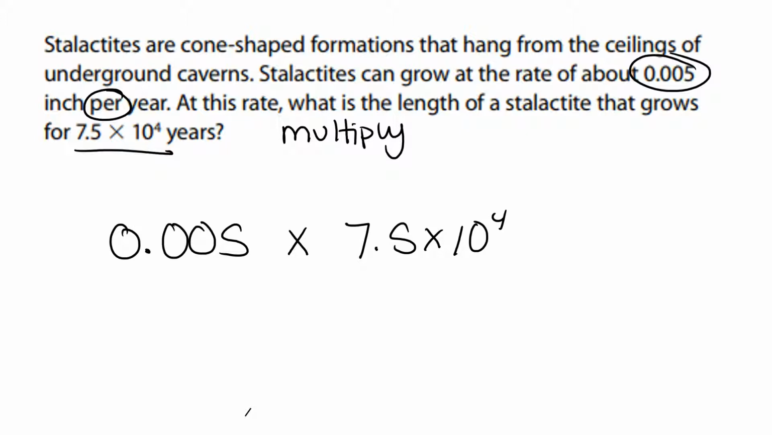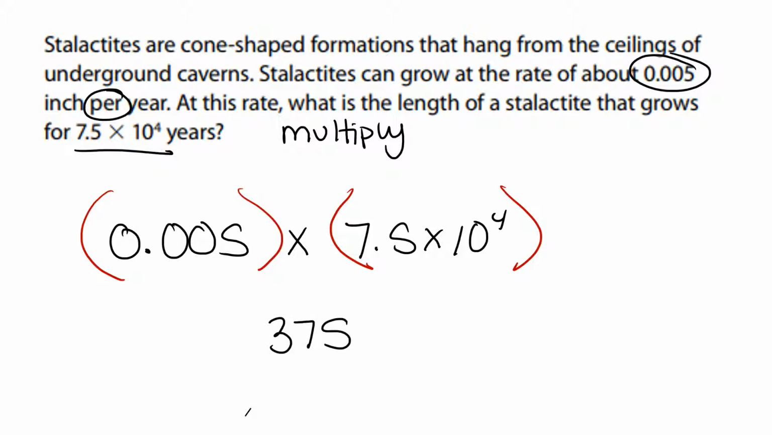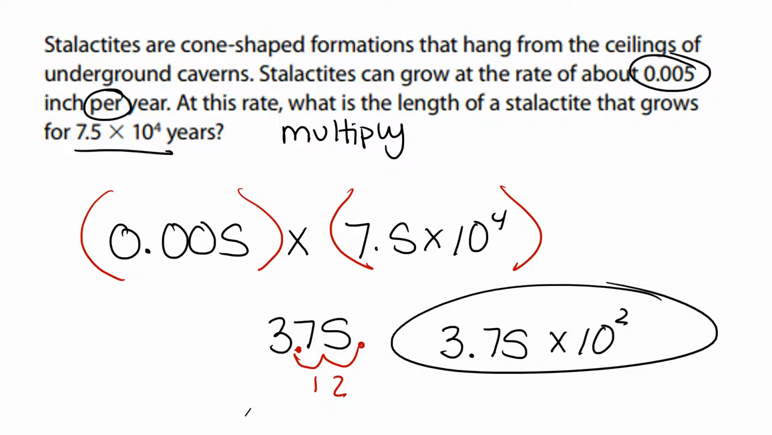So when we type it in the calculator, 0.005 times 7.5 times 10 raised to the 4th power. Again, we use parentheses even though they're not written in the problem. And we get the answer of 375. This answer is not in scientific notation. The decimal is currently here at the end. We want to move it till it is behind the first number, meaning we have to go 1, 2 places. So when we write the final answer, we write it as 3.75 times 10 to the 2nd power.